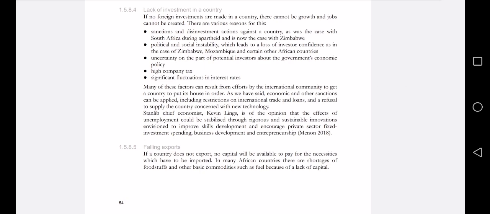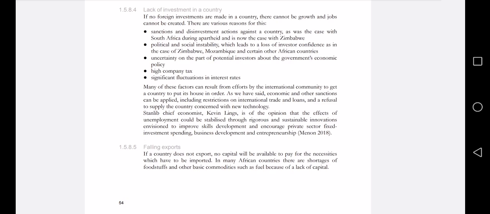Lack of investment in a country. If no foreign investments are made in a country, there cannot be growth and jobs cannot be created. There are various reasons for this. Sanctions and disinvestment action against a country, as was the case with South Africa during apartheid, and now the case with Zimbabwe. Political and social instability, which leads to loss of investor confidence, as in the case of Zimbabwe, Mozambique, and certain other countries.